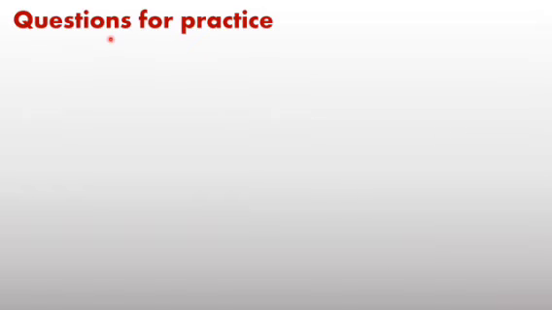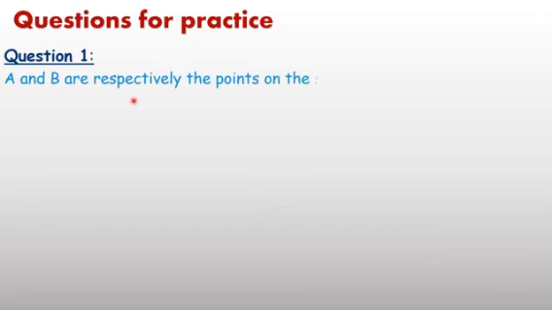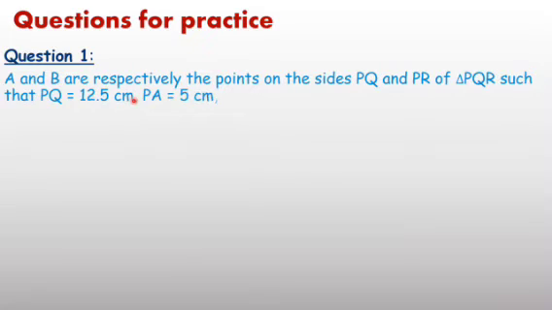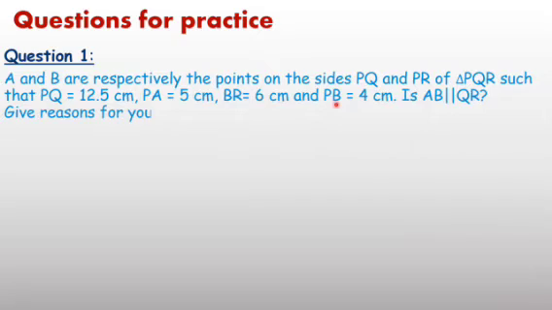Questions for practice. First question. A and B are respectively the points on sides PQ and PR of triangle PQR, such that the values of PQ, PA, BR and PB are given. You have to check with the help of BPT whether AB is parallel to QR or not. You have to write the reason.